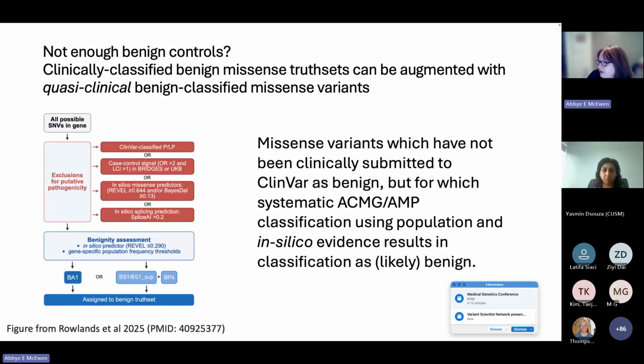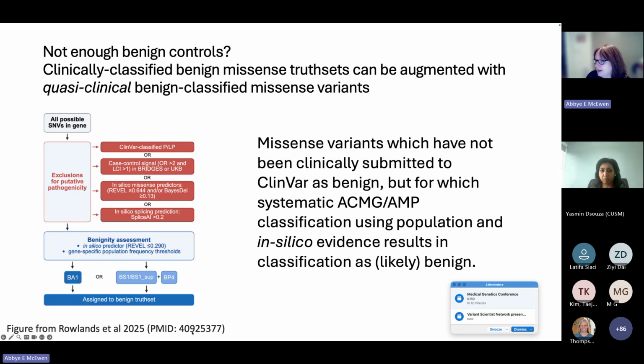So I get this question asked often. What if there are not enough benign controls? I think people historically have been more likely to put interesting things in ClinVar, so this leads to a lot more VUS and pathogenics than benigns for some genes, which leaves us with an imbalanced control set. One way around this, recommended by these CanVIG guidelines, is to make a set of quasi-missense variants.